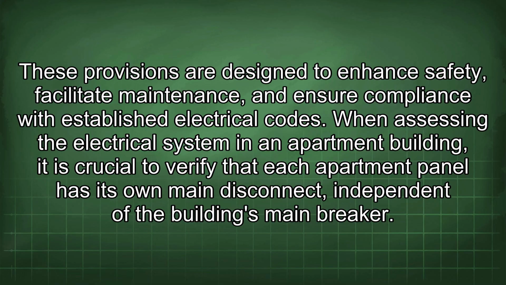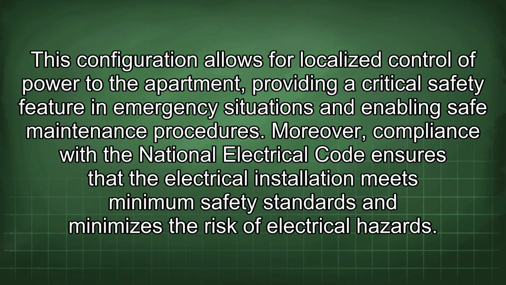When assessing the electrical system in an apartment building, it is crucial to verify that each apartment panel has its own main disconnect, independent of the building's main breaker. This configuration allows for localized control of power to the apartment, providing a critical safety feature in emergency situations and enabling safe maintenance procedures. Moreover, compliance with the National Electrical Code ensures that the electrical installation meets minimum safety standards and minimizes the risk of electrical hazards.